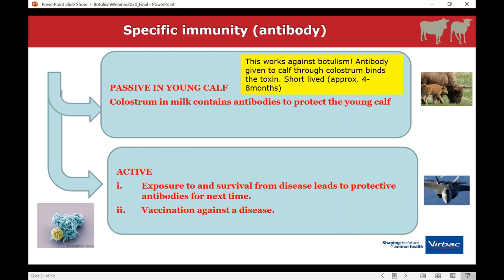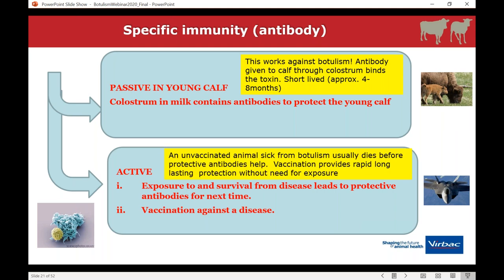And then we can also give vaccines, which will trick the body and we will get some antibodies without ever having had the disease. When it comes to botulism, unfortunately, natural exposure to the toxin is once again too fast. The animal's going to die before it can make protective antibodies. That's why this is an example of a disease where we really need vaccination to give rapid and then long-lasting protection without having the risk of exposure. Exactly what we need for coronavirus as well right now.